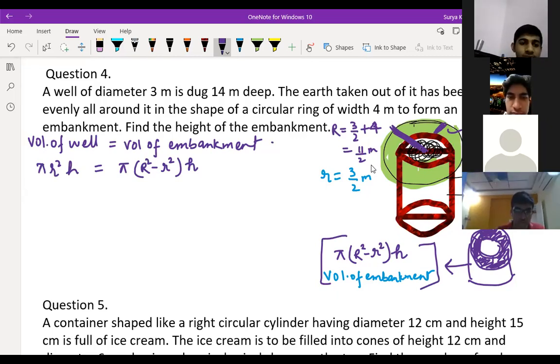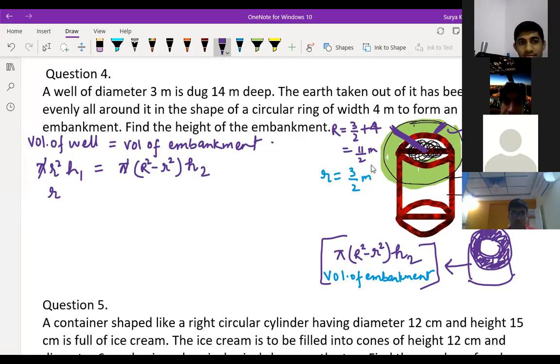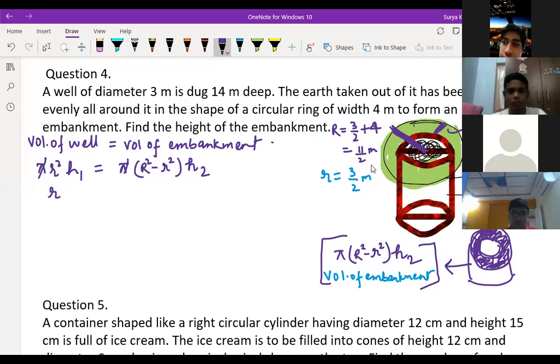So now we can write it here as pi, you make it cancel. We can write here r, and h is same. H is same everywhere? No. Here you write h1, here you write h2. Separate right here. For volume of well, you write here h1, and here you write h2. Okay. So r square h1 is equal to capital R square minus small r square. We can write R plus r and R minus r into h2.